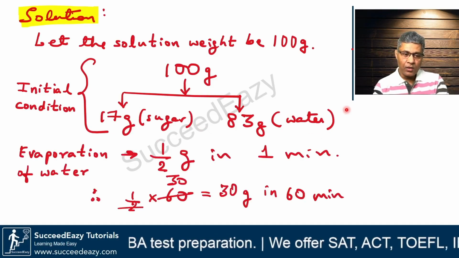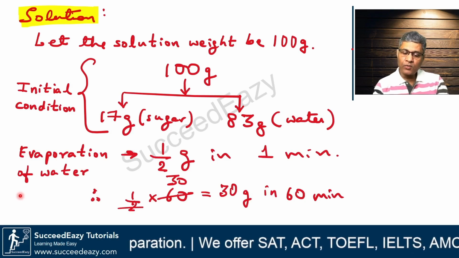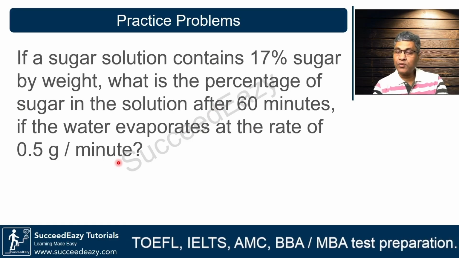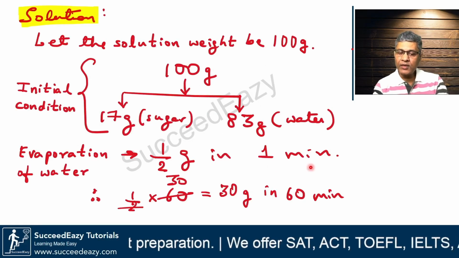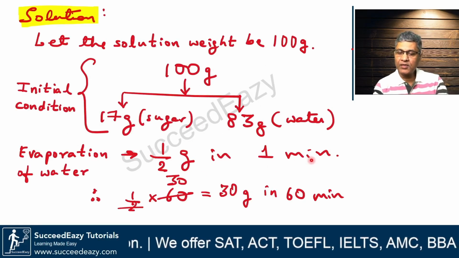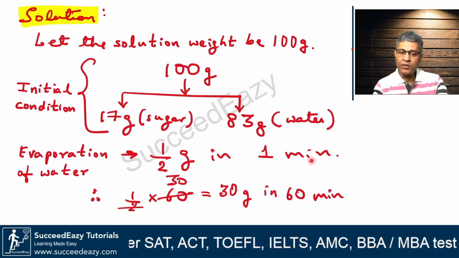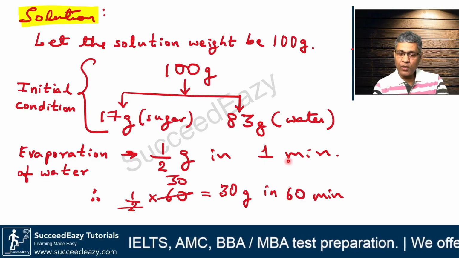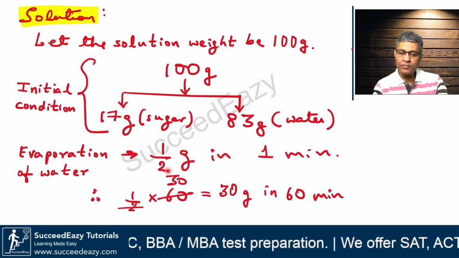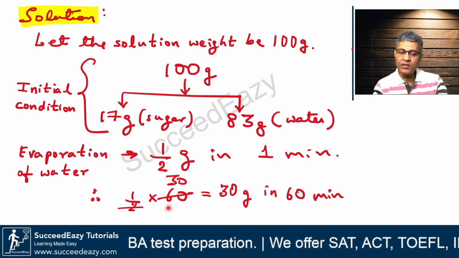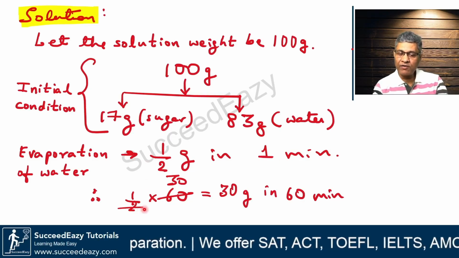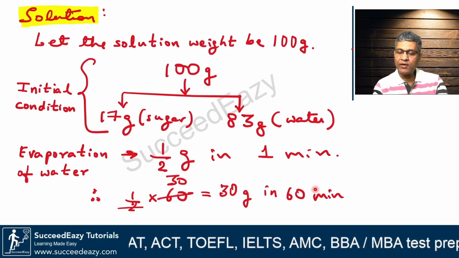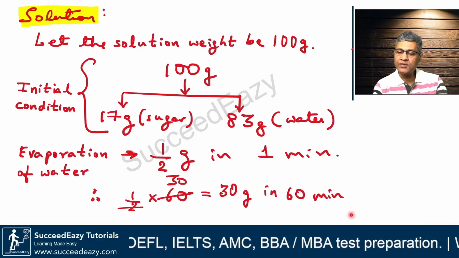What happens then? Water evaporates. And what is the given rate? It evaporates at the rate of 0.5 grams per minute. This is given. In 1 minute, half a gram gets evaporated. That is, by using the unitary method, if it takes 1 minute for half a gram, in 60 minutes, how many grams would get evaporated? It will be half multiplied by 60, that is 30 grams. So 30 grams of water will get evaporated in 60 minutes.